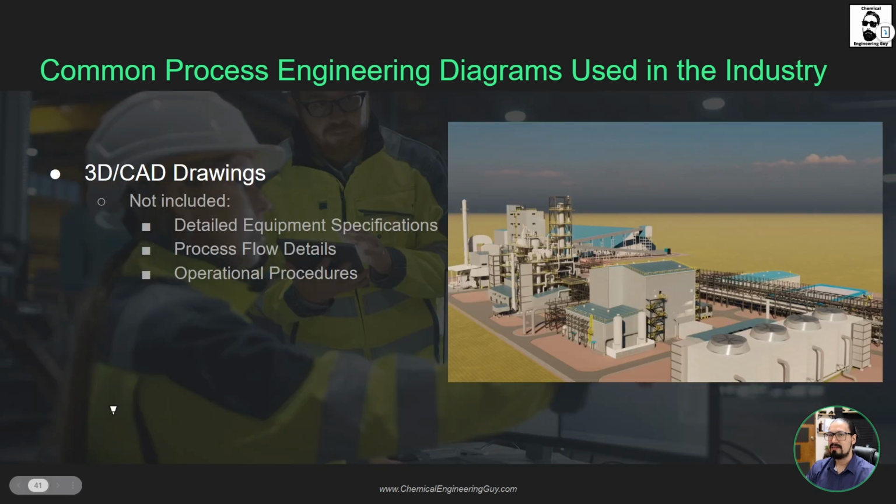And finally, what you will not typically see in a drawing will be a detailed equipment specification. This is more visual. It's not about understanding the process, rather the actual sizes or the render of the chemical process or the equipment. No process flow details.